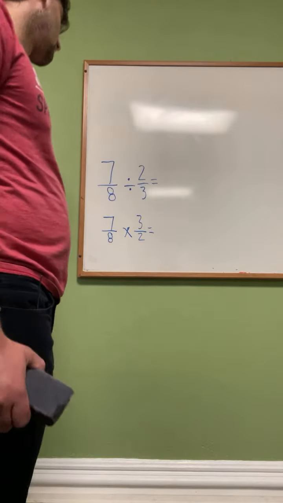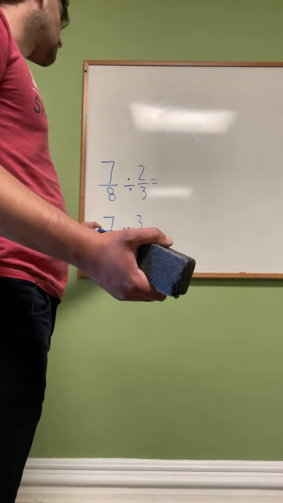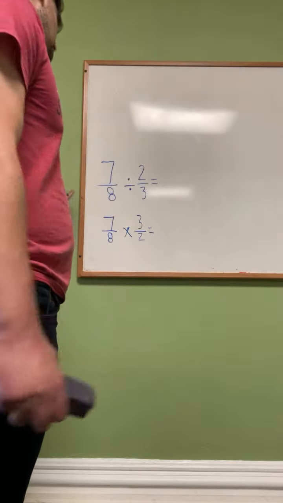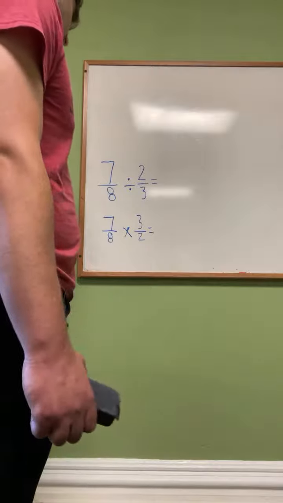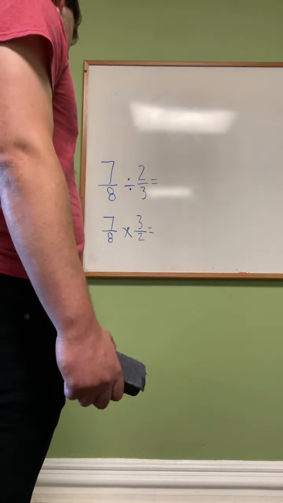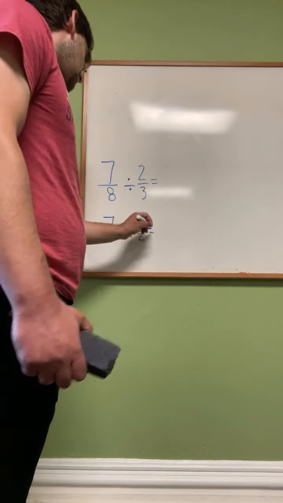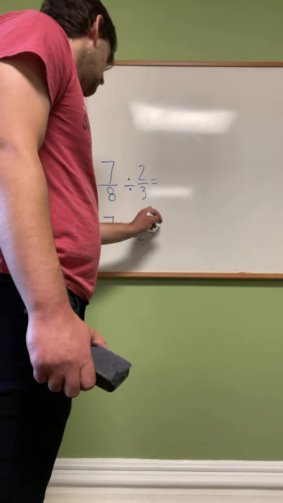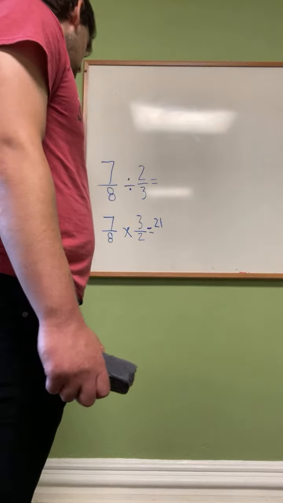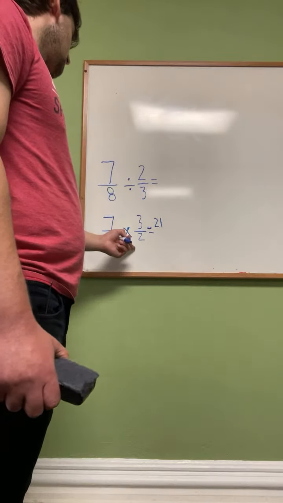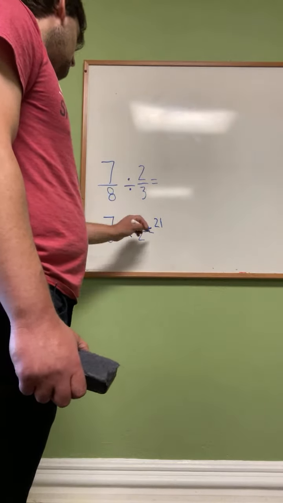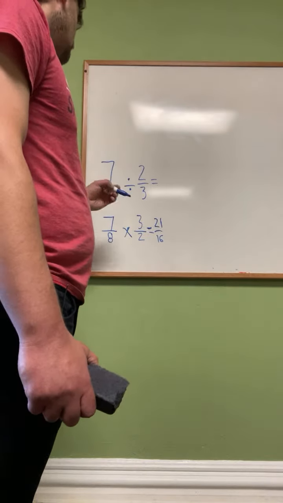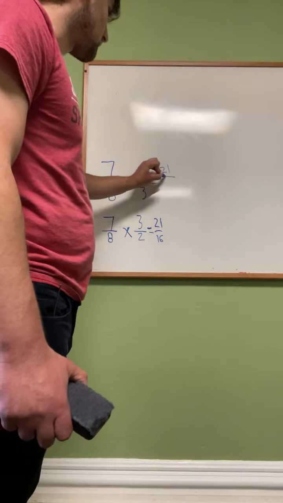Again, notice, really, this is just multiplying fractions with an extra step. When we divide fractions, there really isn't any division involved. We just basically multiply fractions with an extra step. That's how we do it. All right, so 7 times 3 equals 21. 8 times 2 equals 16. So 7/8 divided by 2/3, 21/16. That is our answer.